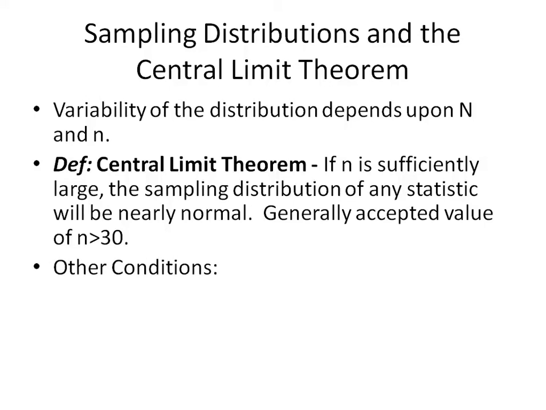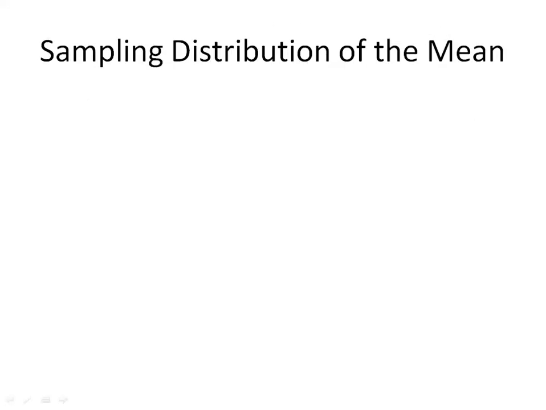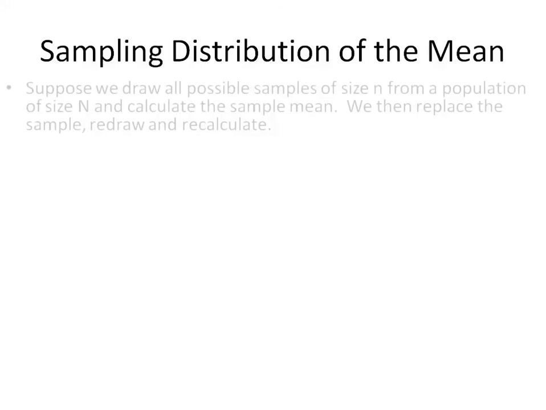And there are other conditions in which the central limit theorem applies as well. First, if your sample distribution is normal, then your sampling distribution is normal. Second, the sampling distribution is symmetric about a mean, it's unimodal, which means there's only one peak, and there are no outliers, for an n between 15 and 30. So the sampling distribution of the mean, that's what we're talking about here.